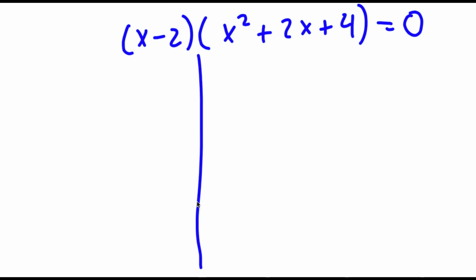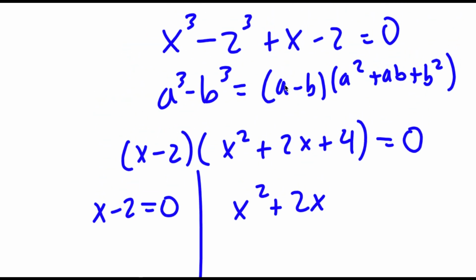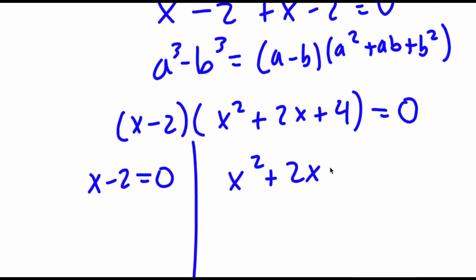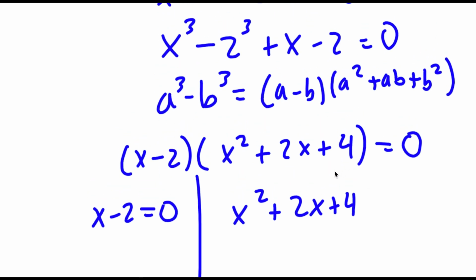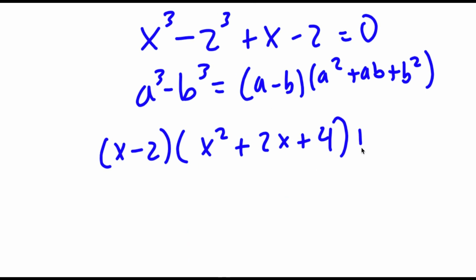Now, this gives me two equations. I have x minus 2 is equal to 0, and I have x squared plus 2x plus 4. And actually before that, remember how we have this plus x minus 2 is equal to 0.